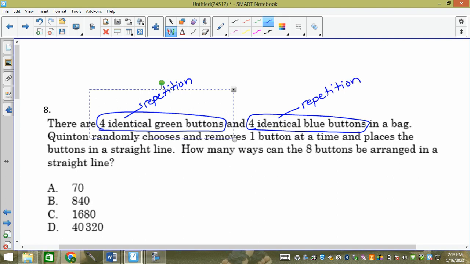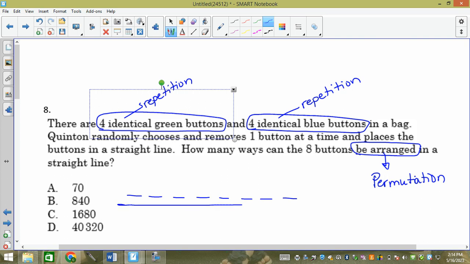Quentin randomly chooses and removes 1 button at a time and places the buttons in a straight line. Is he ordering them or not? He's placing them in a straight line. Are you ordering them? Yeah. If you throw them all in a bag, are you ordering them? No. Also, the giveaway here was how many ways can the 8 buttons be arranged? Arranged is a permutation. You ever see that word? In a straight line.